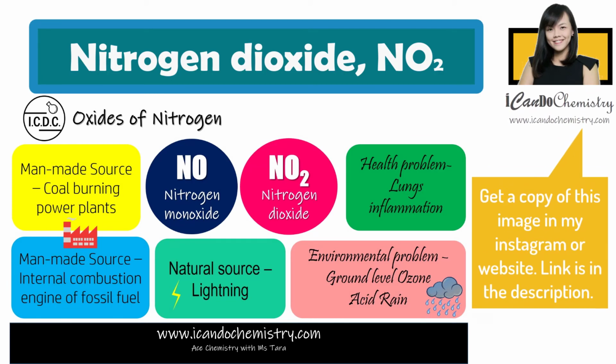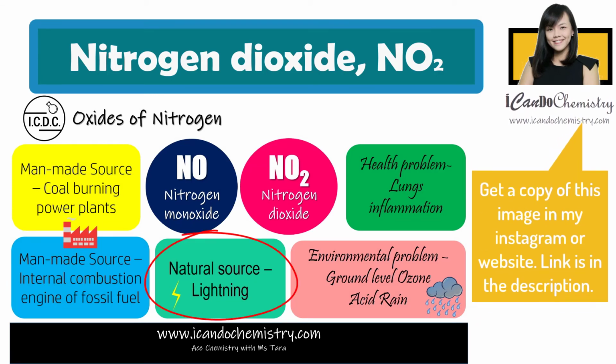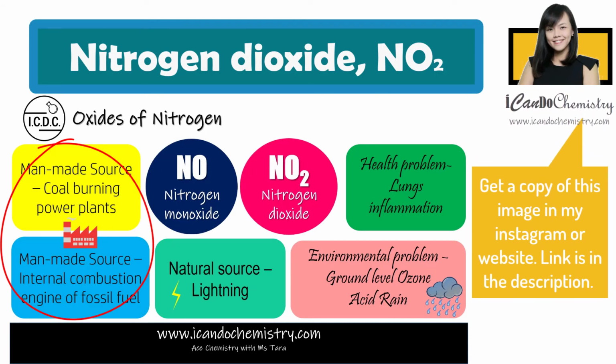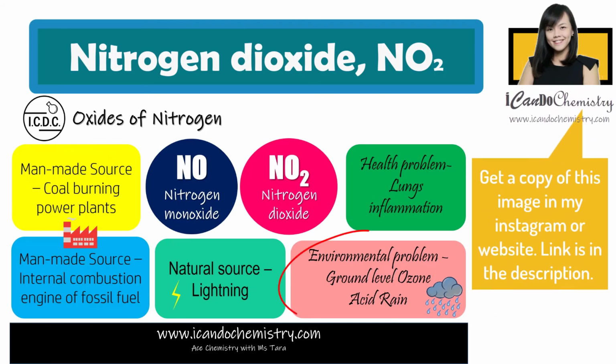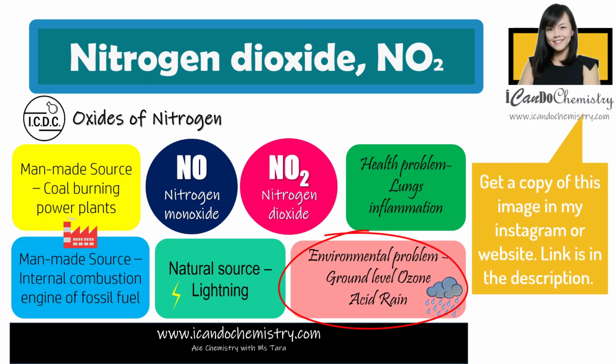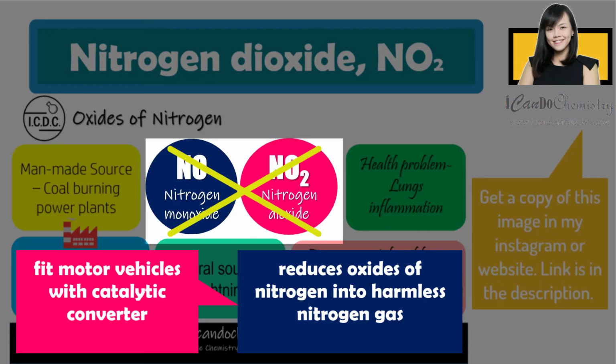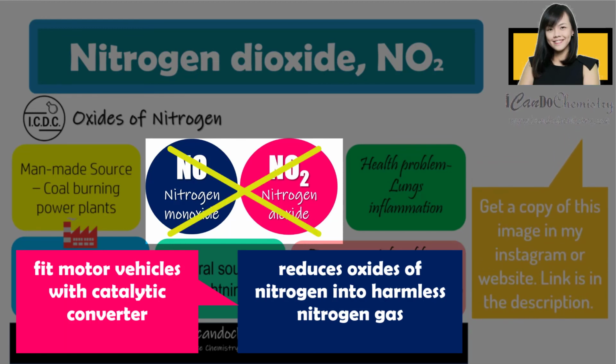Oxides of nitrogen occur naturally in lightning. Man-made sources include internal combustion engine of fossil fuel and coal-burning power plants. Nitrogen dioxide gives rise to acid rain. Nitrogen dioxide is an acidic gas. It reacts with oxygen and rainwater to form nitric acid. Oxides of nitrogen can be treated by ensuring combustion in fuels is complete by fitting motor vehicles with catalytic converter, which reduces oxides of nitrogen into harmless nitrogen gas.